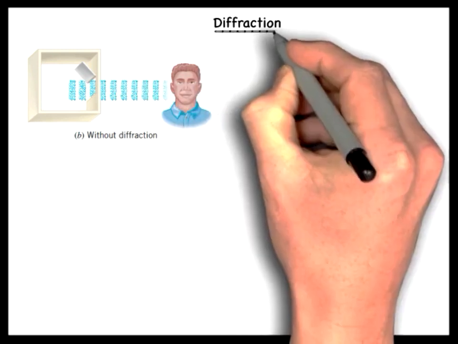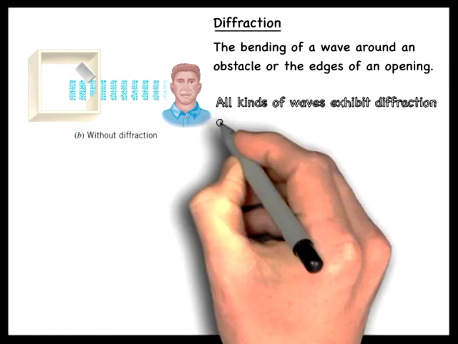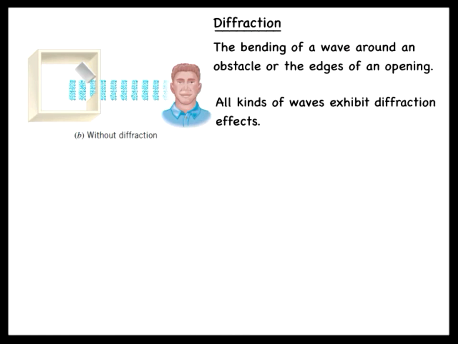The bending of a wave around an obstacle, or the edges of an opening, is called diffraction. All kinds of waves exhibit diffraction, and we will revisit this concept later on when we study electromagnetic waves.